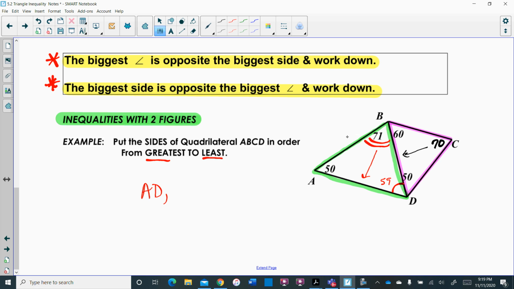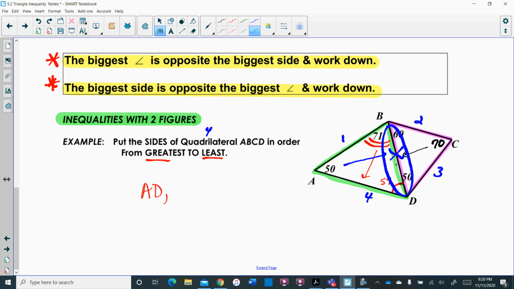A quadrilateral is a quadrilateral because it has 4 sides. So this would be 1, 2, 3, 4. I can't pick BD because BD is a diagonal. It's inside. And if I look over here at angle A, it also points to BD. So anything in the interior, when trying to find the greatest side of a quadrilateral, we can't use. So we're not going to pick BD.